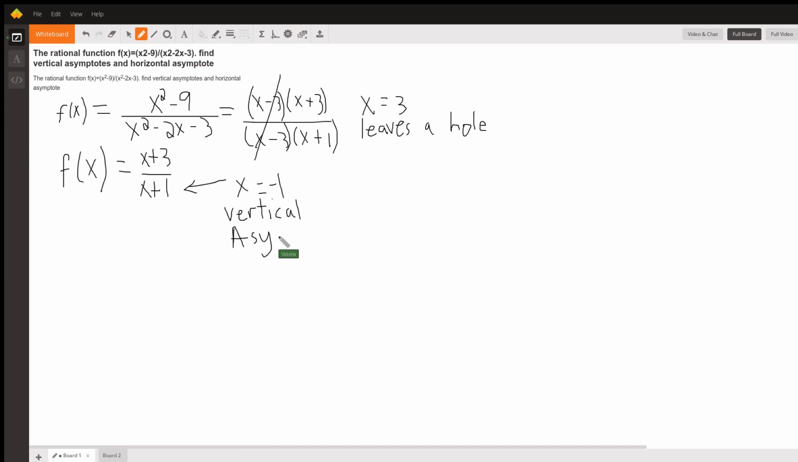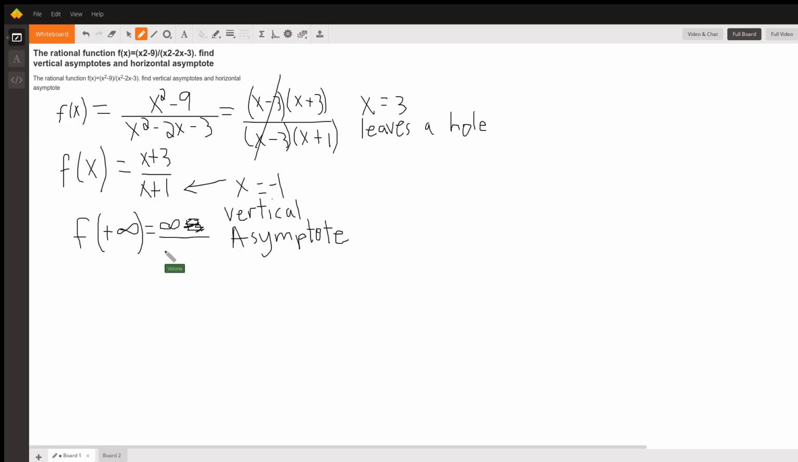Now, in terms of horizontal asymptotes, this is sometimes called end behavior. And the end behavior is what you get when you go all the way to plus infinity or all the way to minus infinity. And since at plus infinity, this is infinity plus 3. And when you have a number as huge as infinity, the plus 3 just doesn't matter.